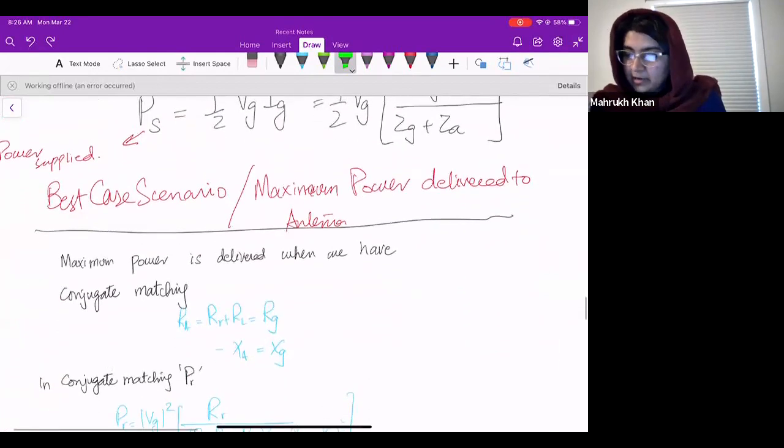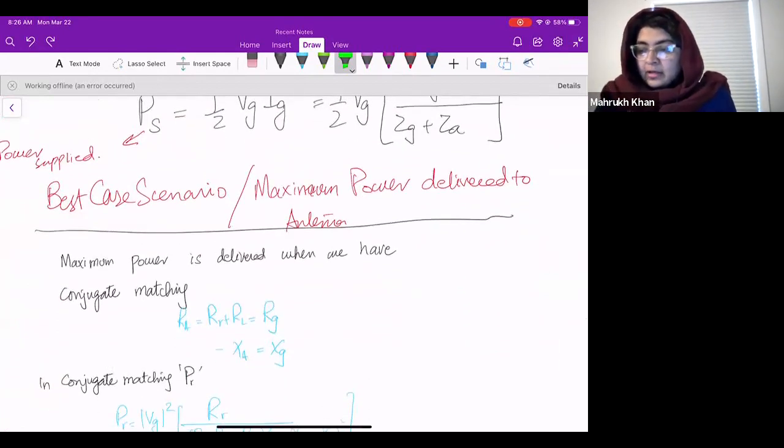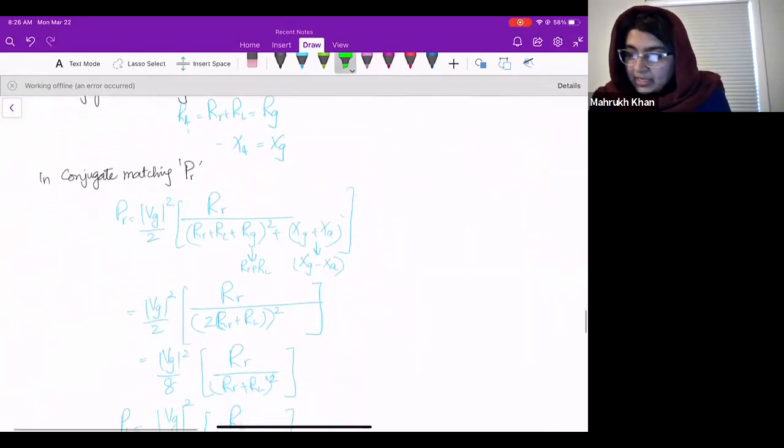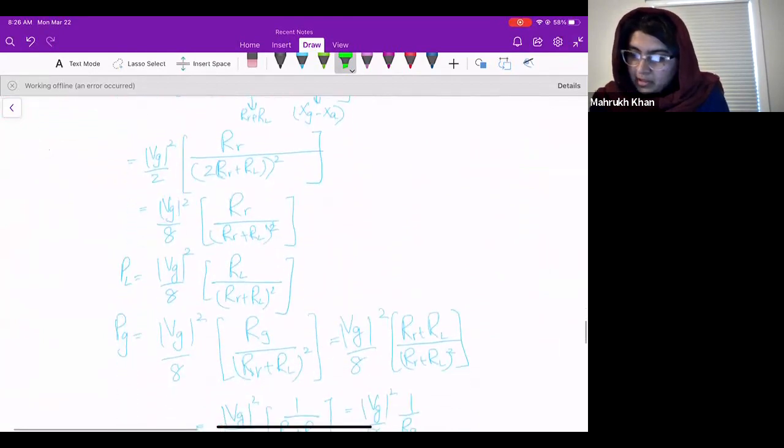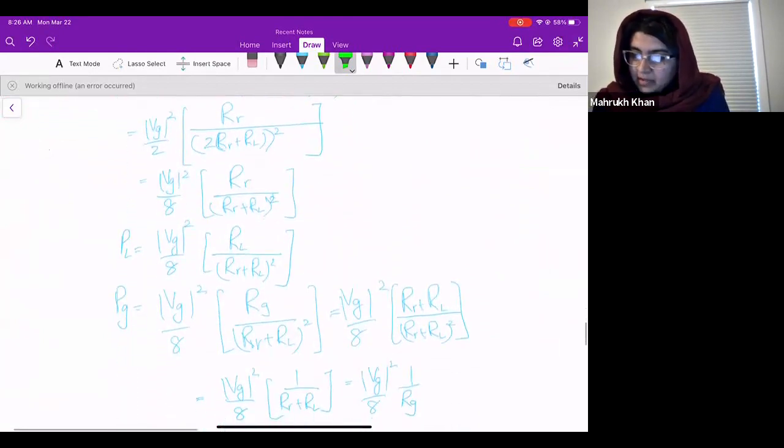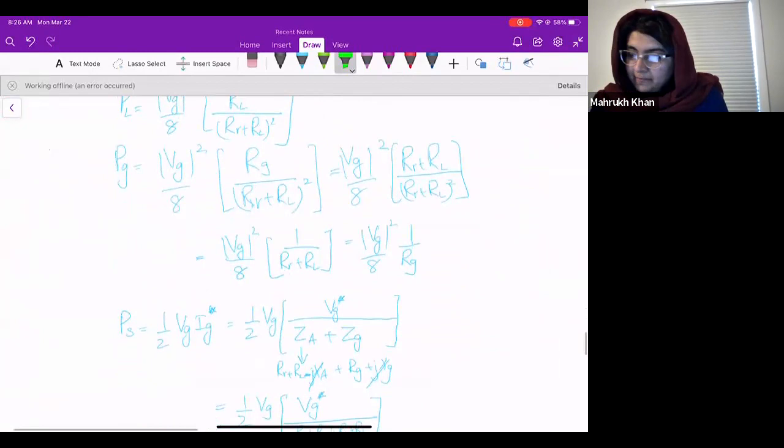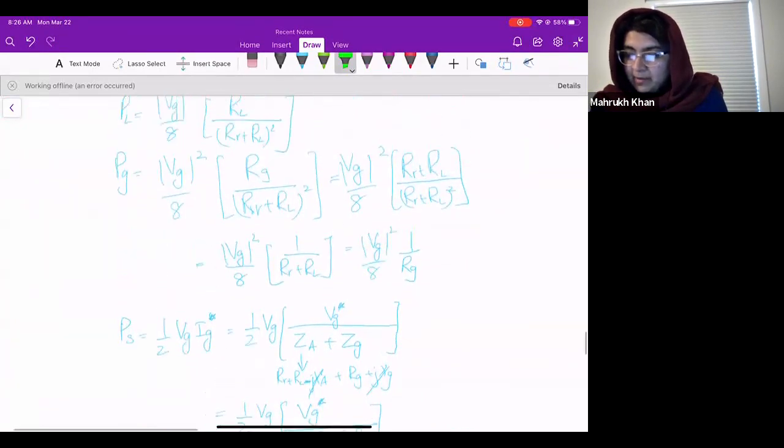In the best case scenario, we said our antenna resistance is equal to the generator resistance, and our reactances are negative of each other, which makes them cancel. By putting in this scenario, we got this loss resistance, we got this generator power dissipation, and then we calculated the supplied power.